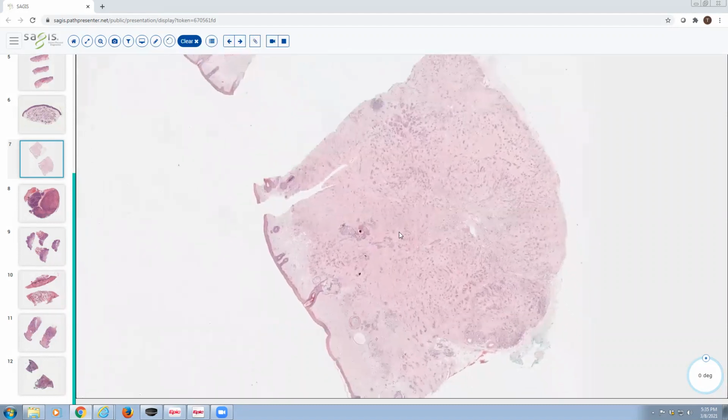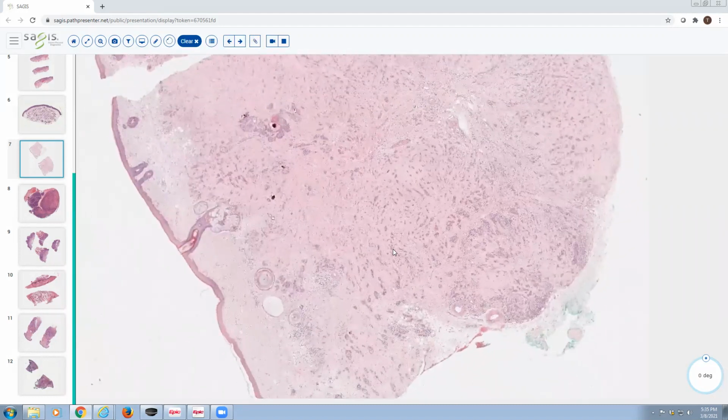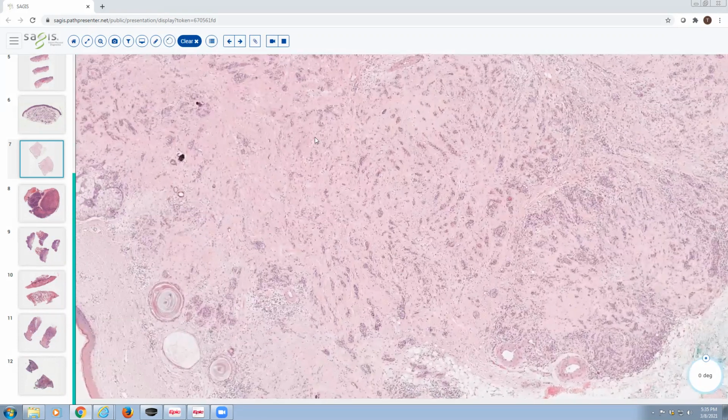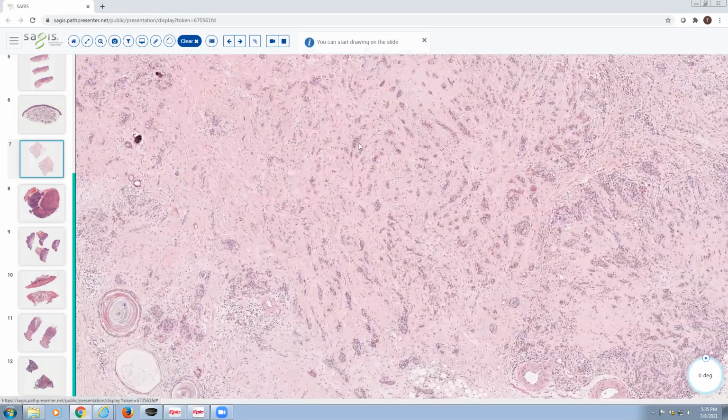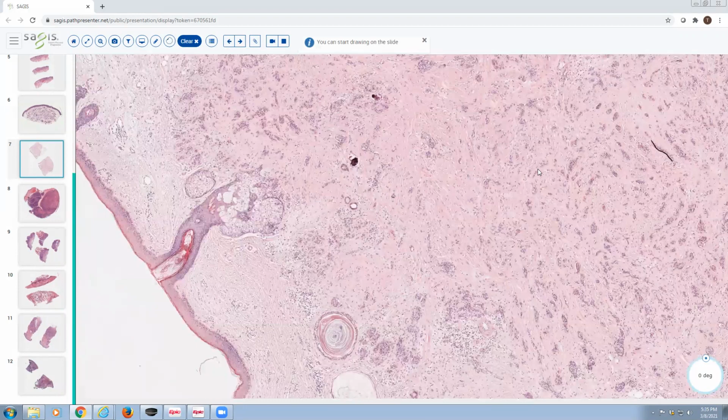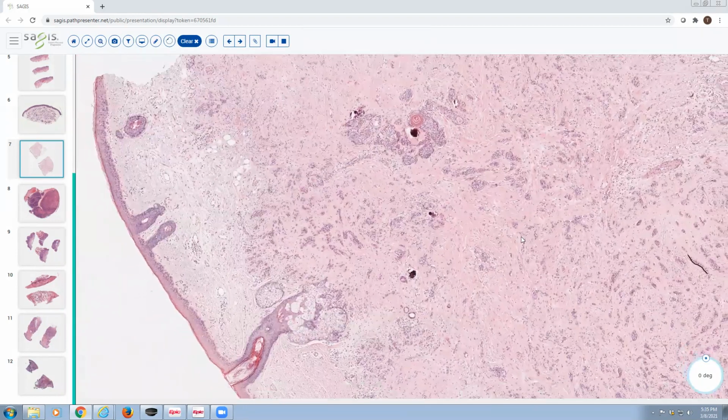As I go on a higher magnification, I can see that we're dealing with an epithelial neoplasm. The neoplasm is arranged as cords and strands of cells, so thin cords and strands of cells. The stroma is sclerotic or dense and collagenous. I already made the observation that it extends deep.